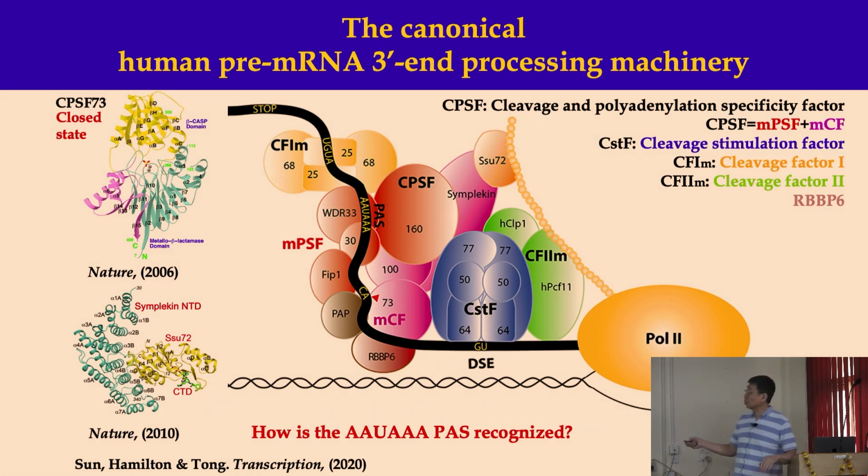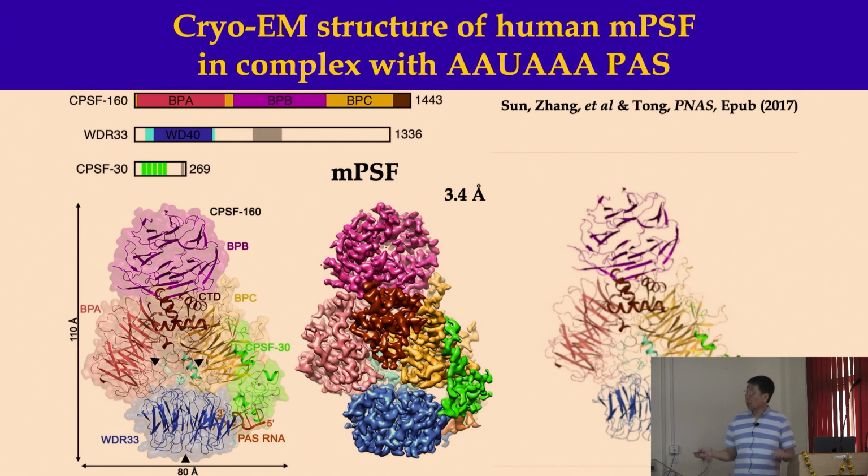So that's the first cryo-EM structure we did in my lab back in 2017. We determined the structure of the MPSF, which is CPSF160, WDR33, CPSF30, bound to a hexanucleotide right here, the PAS RNA.